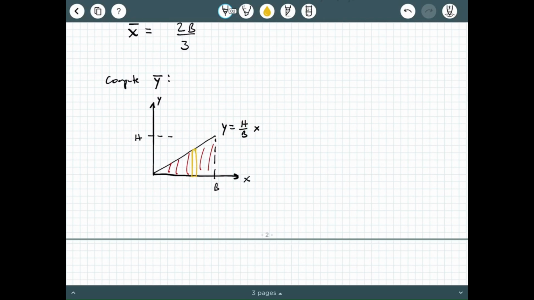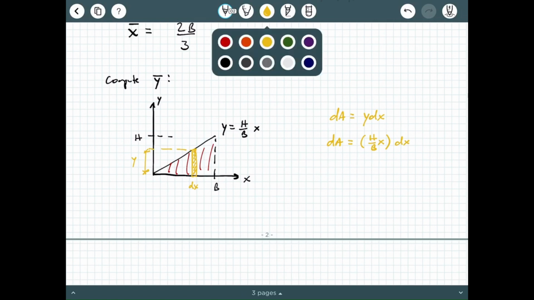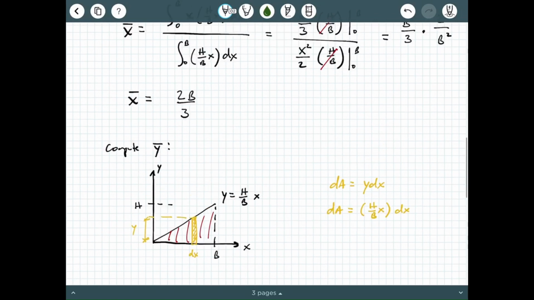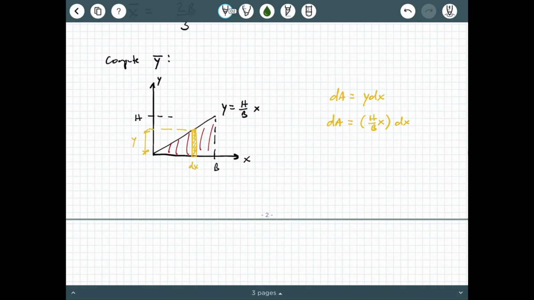So I can still look at the same little differential area slice, dA, and this is dx, and then the height here is y, so same as before, y dx, and so dA is still h over b x dx. So that part's the same. What's different is y bar. Or rather, not y bar, I'm sorry, y tilde. So what is y tilde in my situation here?